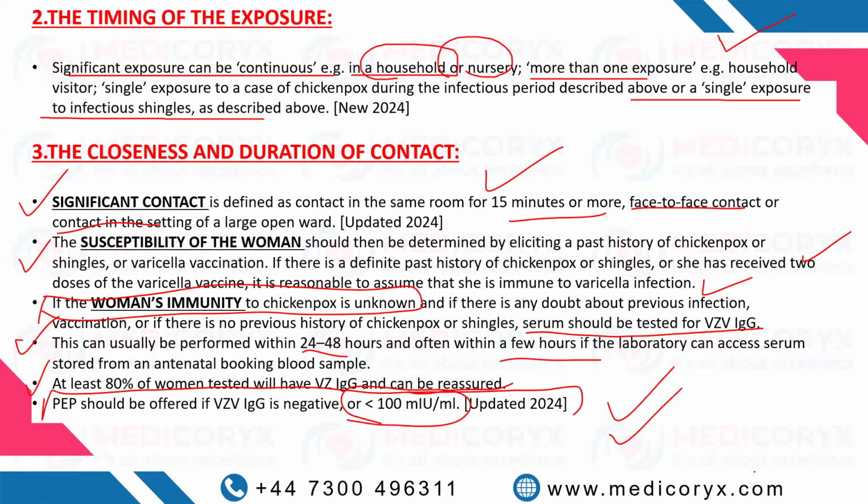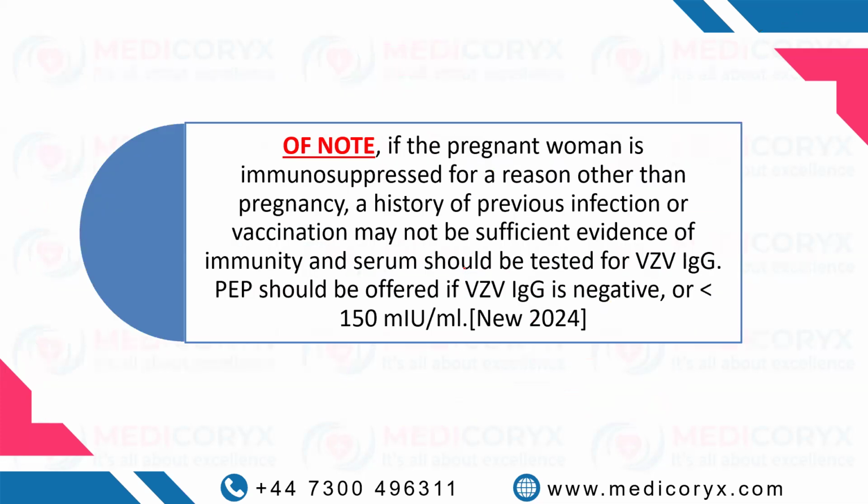So this is also an addition. Earlier, we didn't used to talk in terms of the antibody levels as well. But from now on, you need to understand this as well. How are you going to offer? If they are negative, you will offer PEP. Although the IgG is negative or their level is less than 100 milli-international units per ml, you are going to offer them PEP as well.